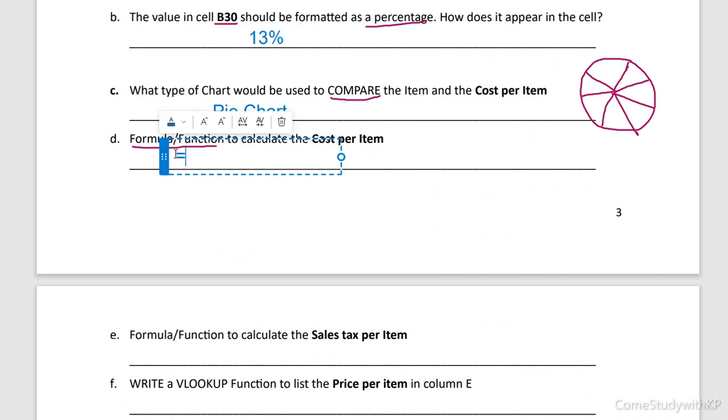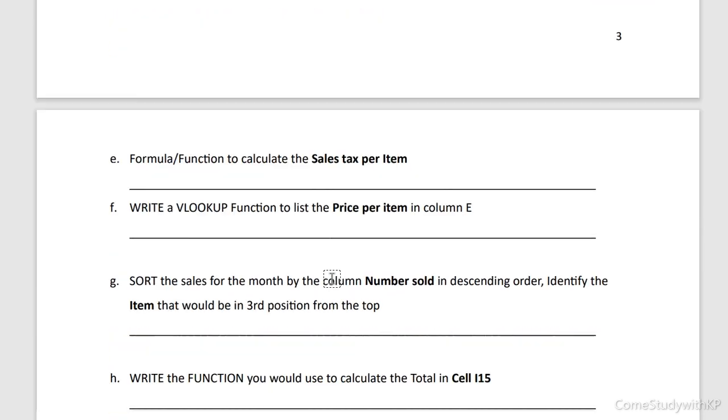So don't forget our equal sign. So E5 times F5 would give us cost per item. Next question.